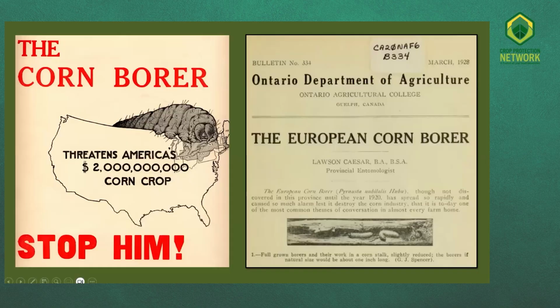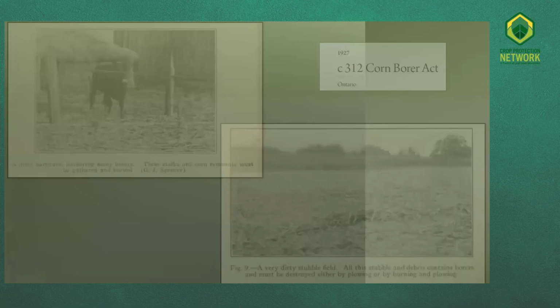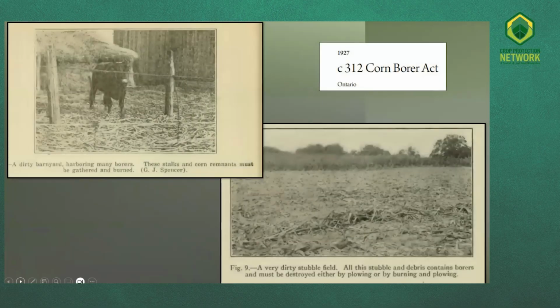We have a lot of old extension documents about corn borer from the past. We've even had legislation in some parts of the Corn Belt where growers were required to destroy the overwintering habitat of European corn borer, which, as I mentioned earlier, is the corn stubble. And that back in the day was the best way to control European corn borer.